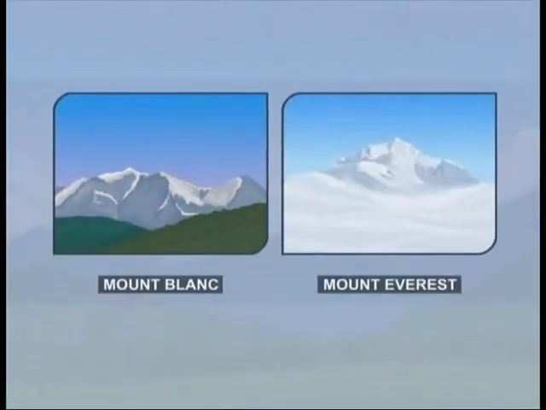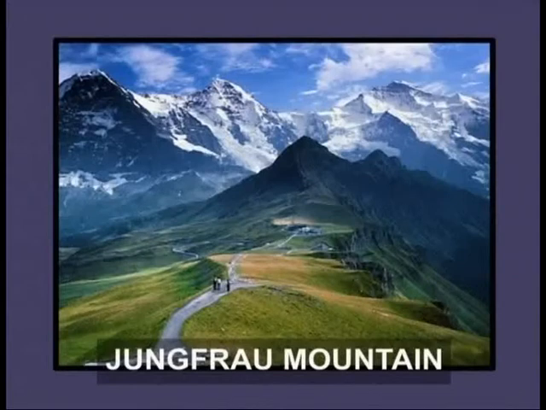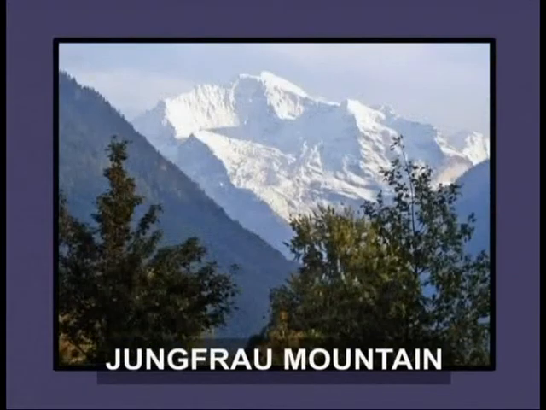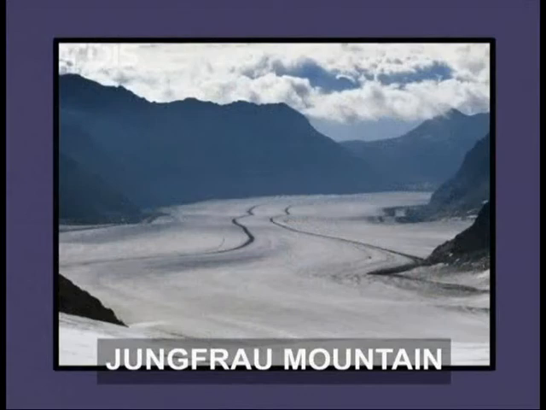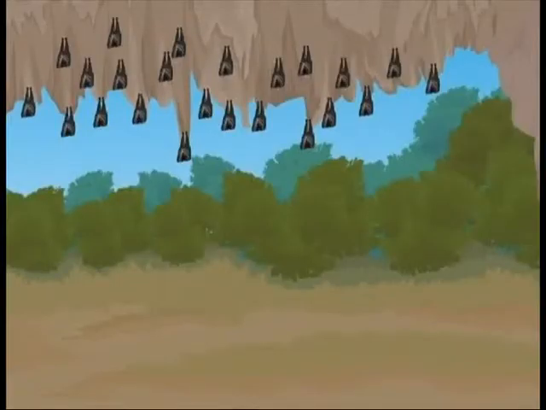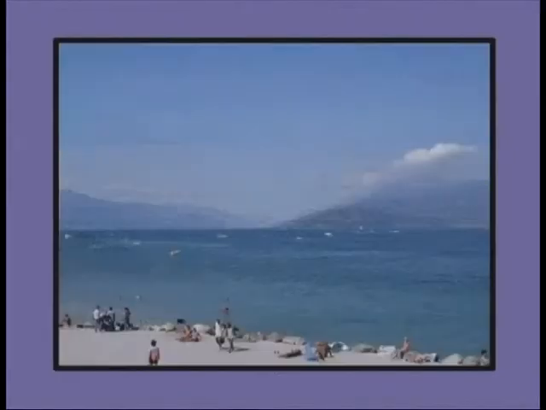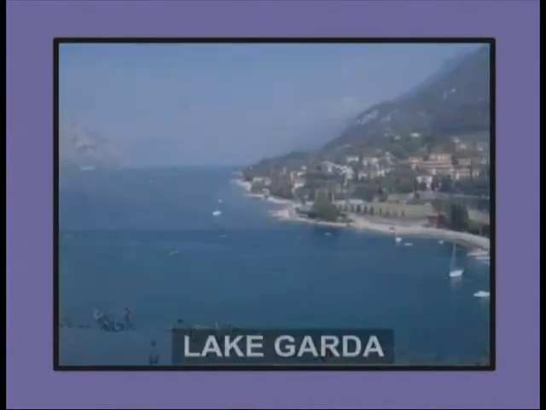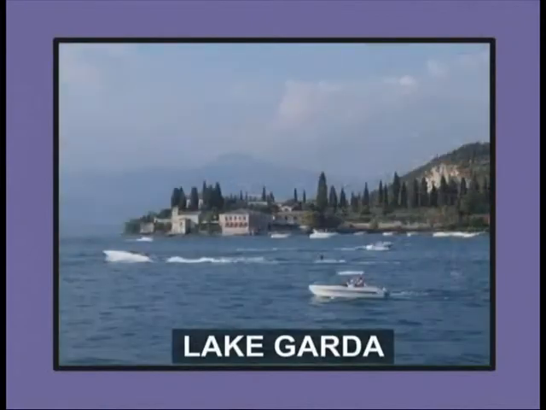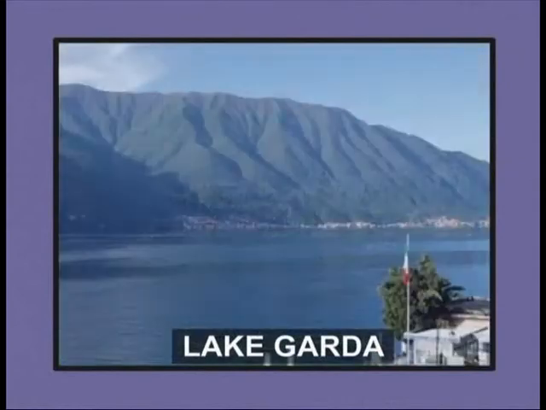Mont Blanc, which means White Mountain, is the highest of the alpine peaks in this range. It is a little above half the height of Mount Everest. The Jungfrau is the tallest of the Alps and is surrounded by massive glaciers. The Slovenian Alps are inhabited by bat species and have limestone caves. Sheltered by the mountains is Italy's large lake called Lake Garda, which has a warm Mediterranean climate.